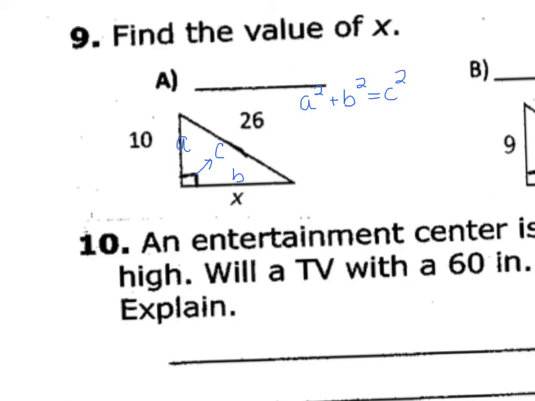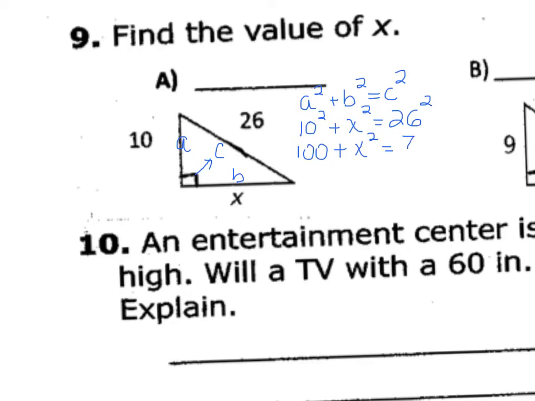You put in the numbers. A is 10, so it's 10 squared, plus X squared, equals 26 squared. 10 squared is just 100. Plus 26 squared, it's what?